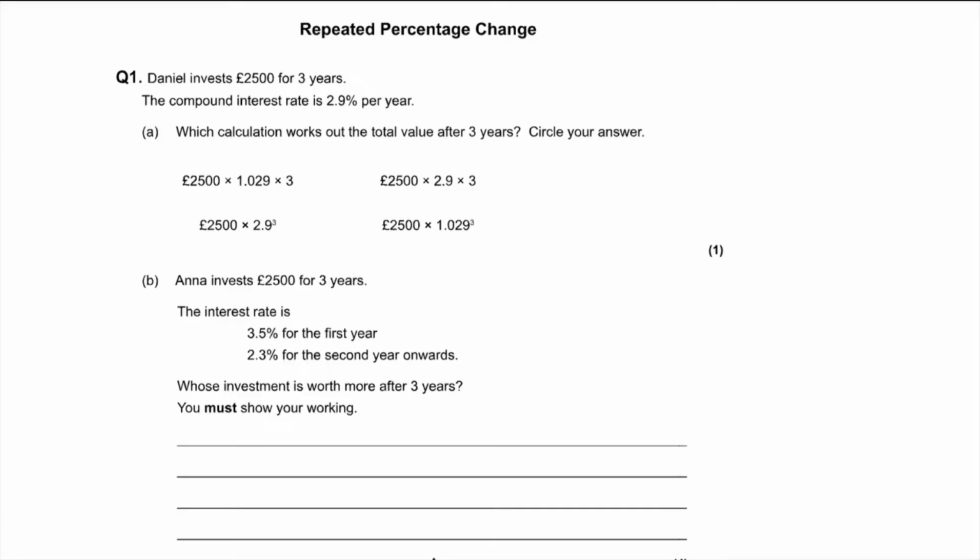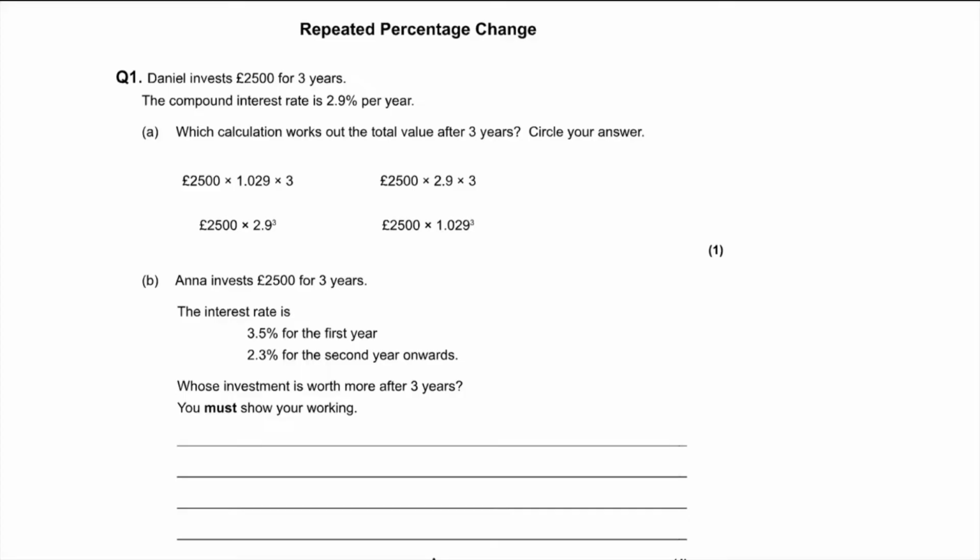And it says, Daniel invests £2,500 for 3 years. The compound interest rate is 2.9% per year. Which calculation works out the total value after 3 years? Circle your answer. Okay. So now there is a highly complicated version of the compound interest formula on the formula sheet. Personally, I don't like to use that. I think it's overly burdensome and complicated.